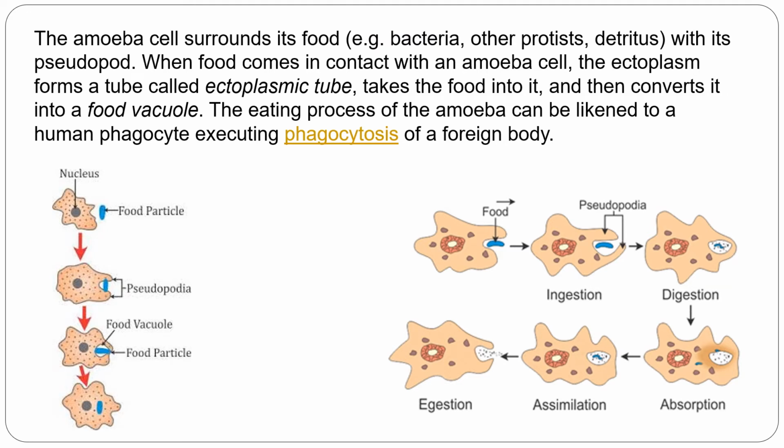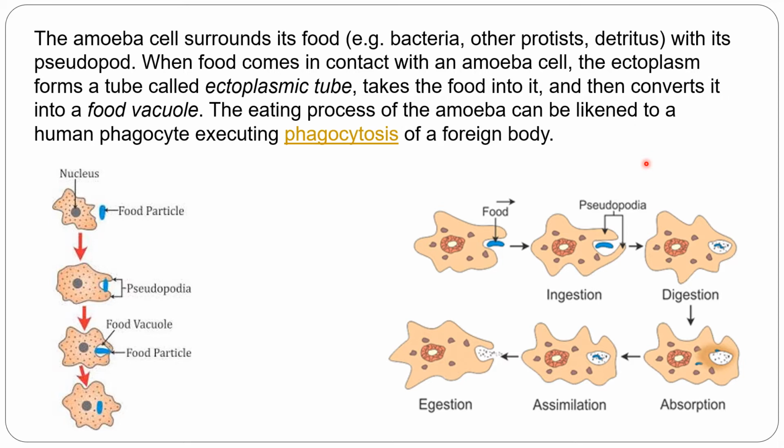Here you see the feeding habit, or phagocytosis, of amoeba. The amoeba cell surrounds its food, for example bacteria, other protists, and detritus, using pseudopods. When food comes in contact with an amoeba cell, the ectoplasm forms a tube called the ectoplasmic tube, takes the food into it, and then converts it into a food vacuole.